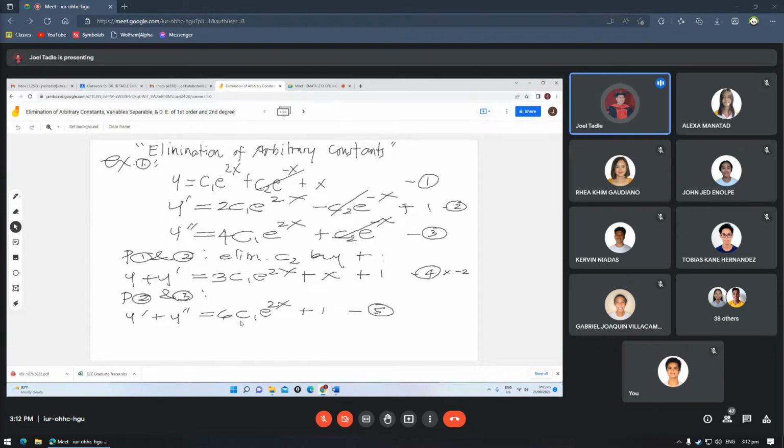So, kanang 6c sub 1 e to the power of 2x, mao na siya ang sum sa 2c sub 1 e to the power of 2x and 4c sub 1 e to the power of 2x. Then, na-cancel out na to ang c sub 2 e to the power of negative x. That's 0. Then, 1 copy. So, equation number 5.